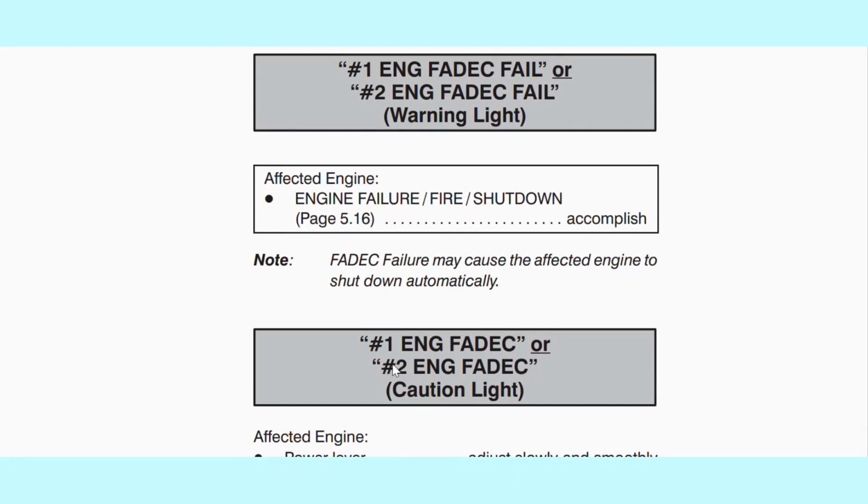And if you have a FADEC caution light, that's different to a FADEC warning light. A warning light is shut down. Caution light, you call for the caution light checklist, and then you execute the items here.